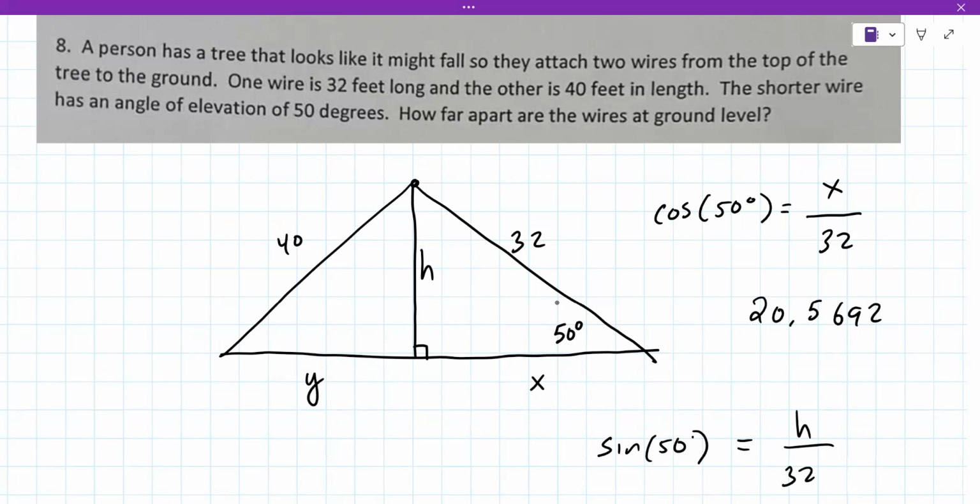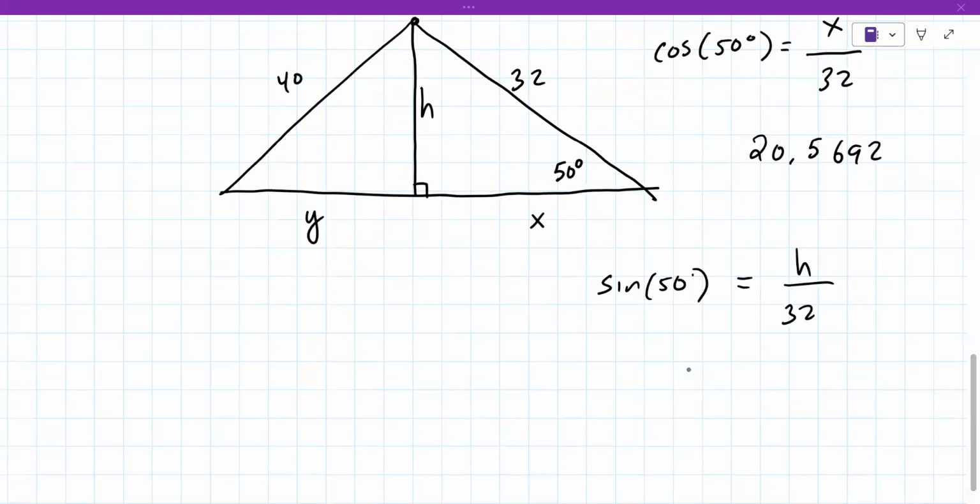Okay, so could you solve that for h? I got 24.5. Yeah. Okay. So h is 24.5. Again, you might go out a few more decimal places depending on the problem here. So that's really great, but we want x plus y.